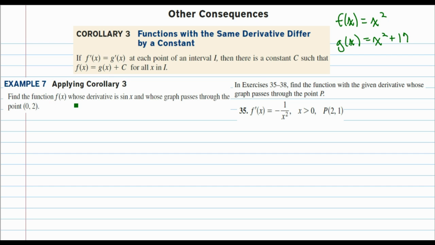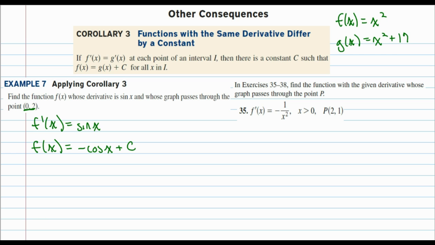Find the function f of x whose derivative is sine of x, so f prime of x equals sine of x, and whose graph passes through the point (0, 2). Alright, so we'll keep that in mind. If f prime of x equals sine of x, then f of x was negative cosine of x plus possibly some constant, and I don't know what that constant is yet, but we're going to find that out.